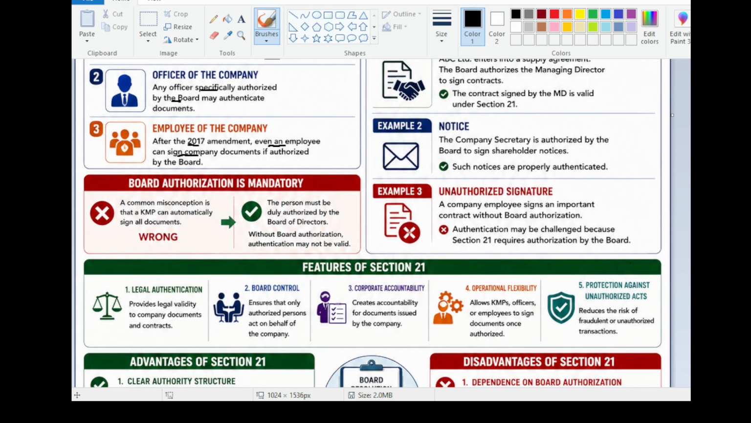Board authorization is mandatory. A common misconception is that a key managerial person (KMP) can automatically sign all documents. That is wrong. Here is the right position: the person must be duly authorized by the board of directors. Without board authorization, authentication may not be valid.